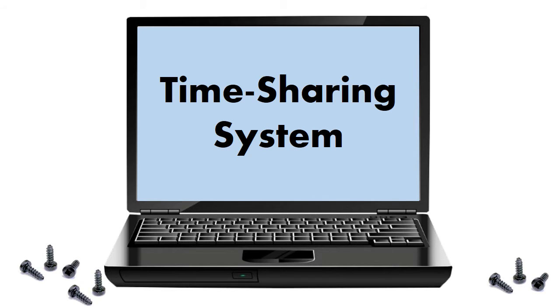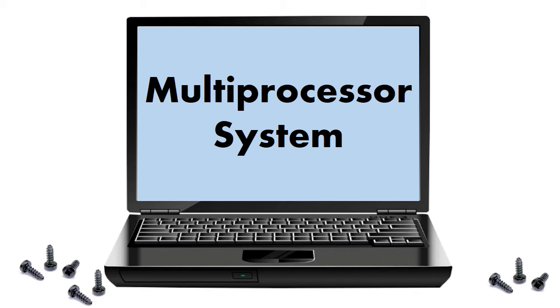Time-sharing systems are very similar to multi-programming batch systems. In fact, time-sharing systems are an extension of multi-programming systems. In time-sharing systems the prime focus is on minimizing the response time, while in multi-programming the prime focus is to maximize the CPU usage. Multiprocessor systems.